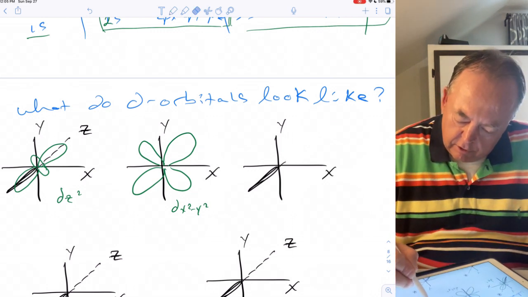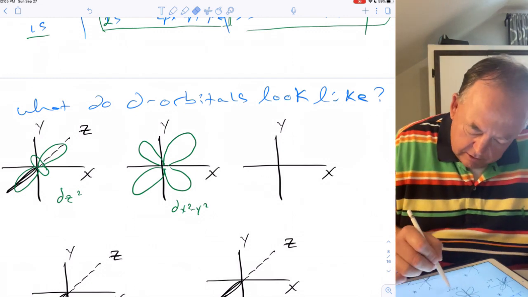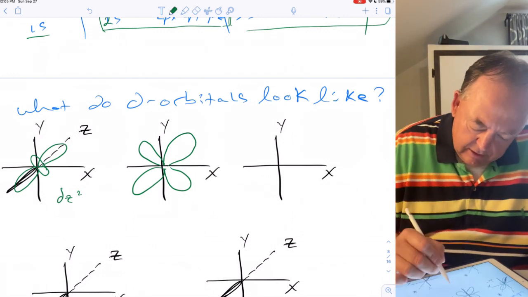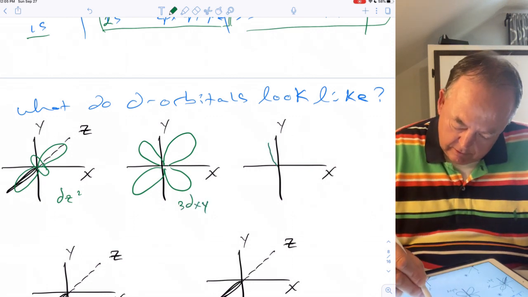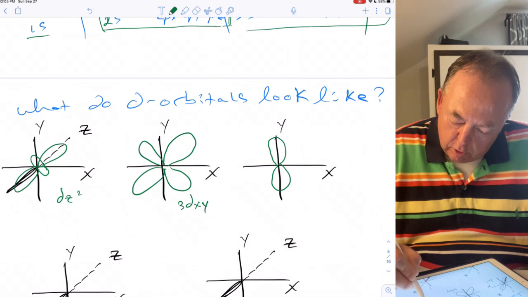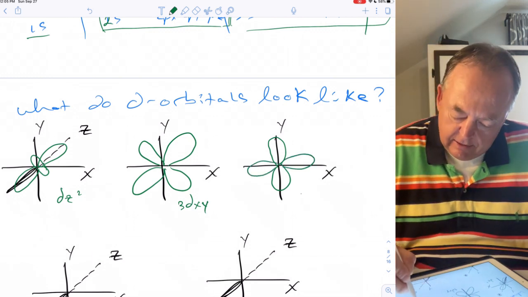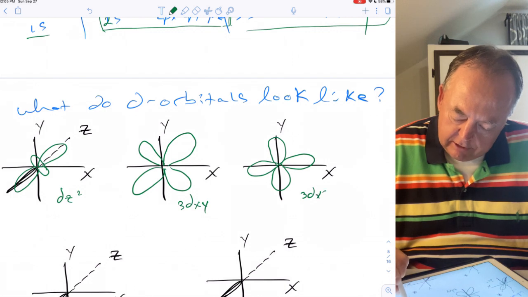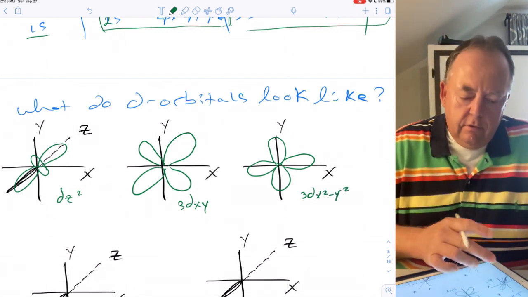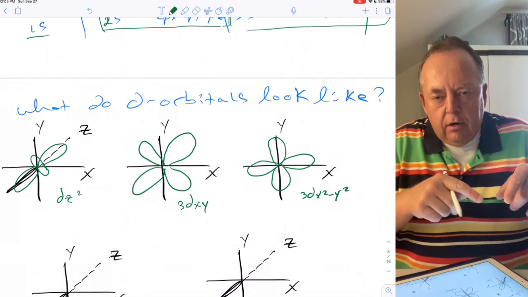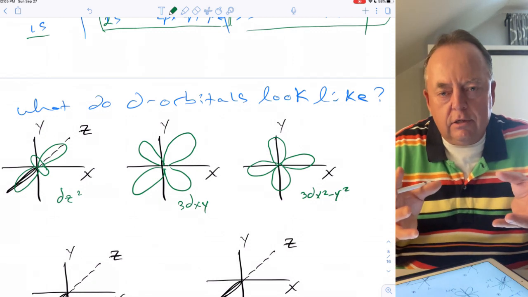So there's another one that's in the xy plane. Sorry, I just messed up. This one is called 3dxy. It's another cloverleaf, but this time it's orientated along the x and y axis. So one of them is a dumbbell with a donut around the middle. The other 4 are clover leaves. They're just orientated along different axes.